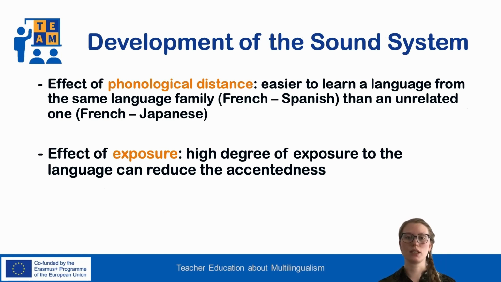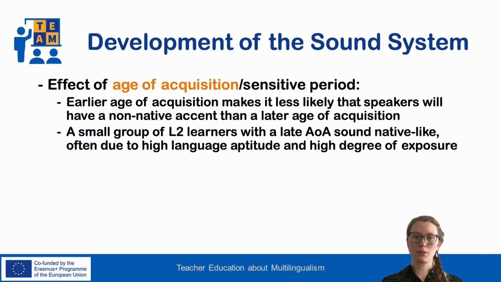So for example, if you already know French, it is then easier to learn Spanish than to learn an unrelated language. So for example, French and Japanese. And there's also an effect of exposure. So high degree of exposure to the language can also reduce the accentedness. So if you use a certain language for many, many hours, for many years, then through exposure to the language, the accentedness can also be reduced. But of course, there's also something like language ability or aptitude that also plays a role.